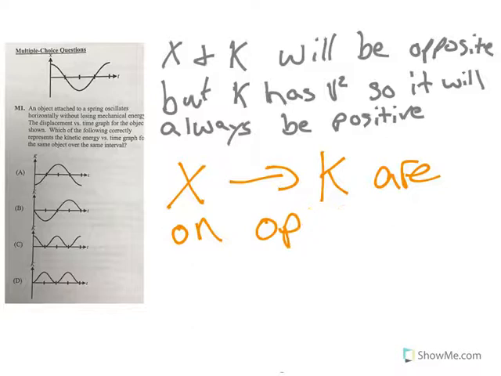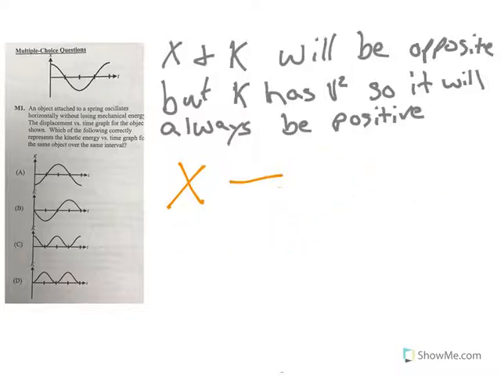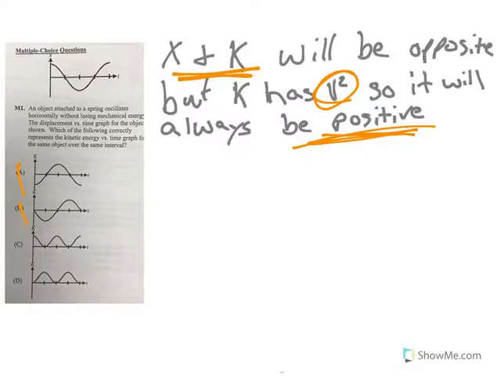I already wrote that in gray, didn't I? My bad. X and K will be opposite, but K has the v squared in it, so it will always be positive. So K has to always be positive, so we can rule out A and B, so we're between C and D. And you know that K has to be the opposite of X, so if X is up at the beginning, K has to be down at the beginning, so the answer is D.